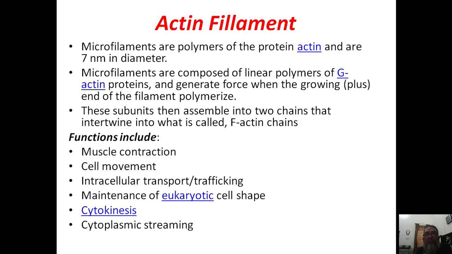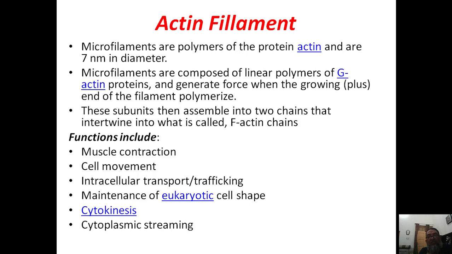Microfilaments are polymers of the protein actin, 7 nanometers in diameter. Now, what is an actin filament? These are made up of a protein known as actin. The diameter of this protein is 7 nanometers. A microfilament is composed of linear polymers of G-actin protein.